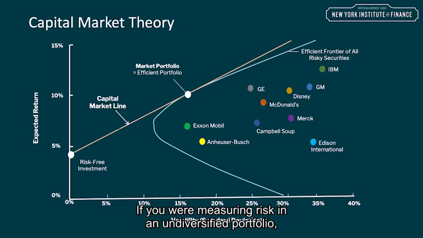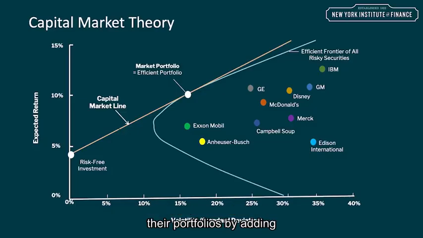If you are measuring risk in an undiversified portfolio, say of a single stock, then volatility is a good measure of the potential losses you could face as an investor. This is an unusual situation as most investors diversify their portfolios by adding other unrelated stocks and also bonds and other assets such as crypto.